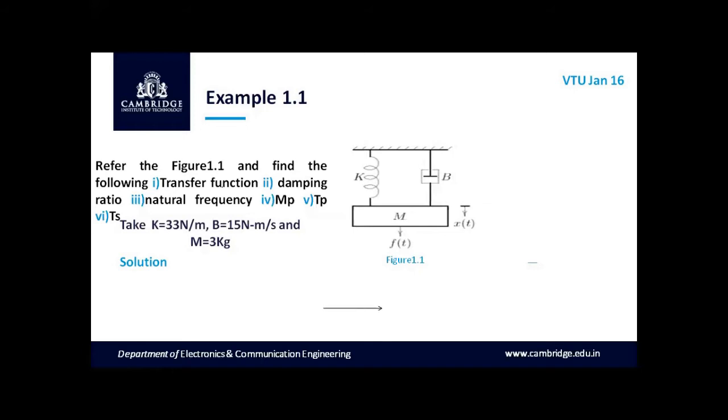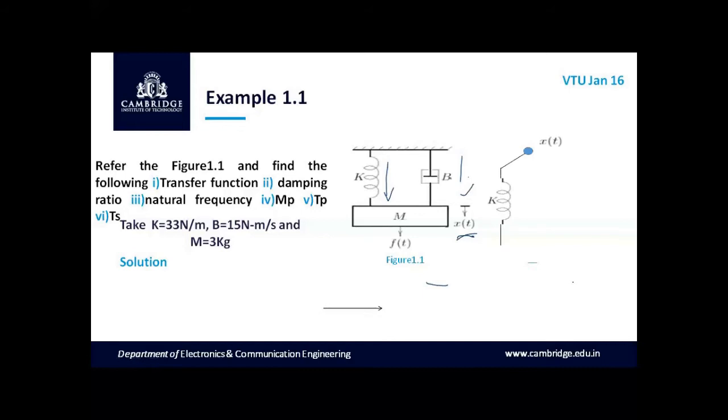The first step in solving this problem is transforming this mechanical network into a node diagram, then writing the differential equation for it. So we have here only one displacement x of t. So the number of displacements is equal to the number of nodes. So let us represent x of t as a node and connect all the elements related to that node. We can see that the spring K is connected to the node x of t, and the dashpot B is connected to the node x of t, and the mass M is also connected to the node x of t.